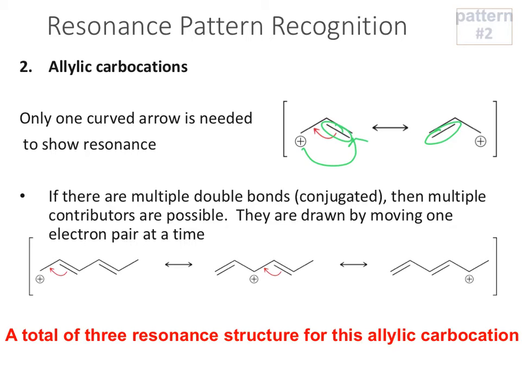If there are multiple double bonds that are separated only by single bonds, they are what we call conjugated, and you can actually get multiple resonance structures. So the way you would do this is draw one resonance structure at a time. So here's your allylic carbocation. First you're going to move this double bond over, and when it does that, the positive charge also moves, and then you just do it a second time. So move that double bond over again, and then you get to this third resonance structure. That means that there is now a total of 3 resonance structures for this allylic carbocation.